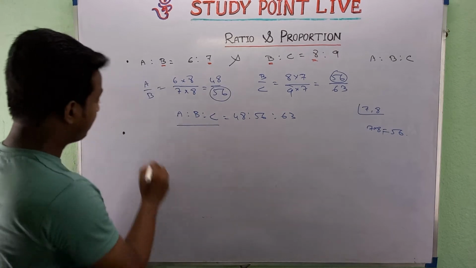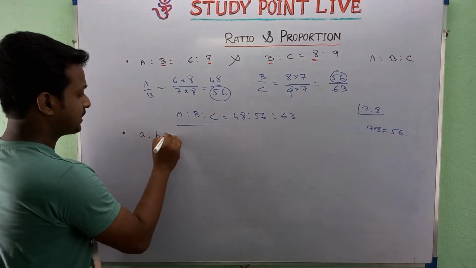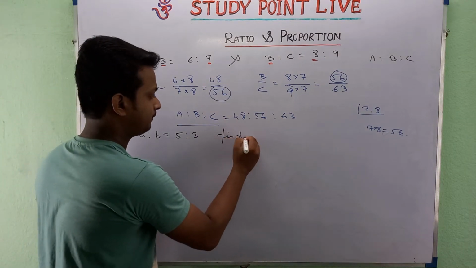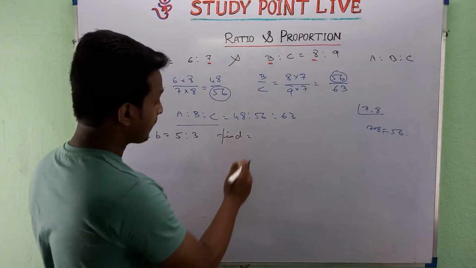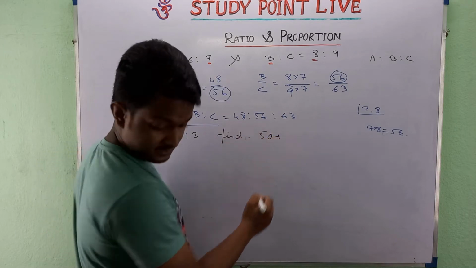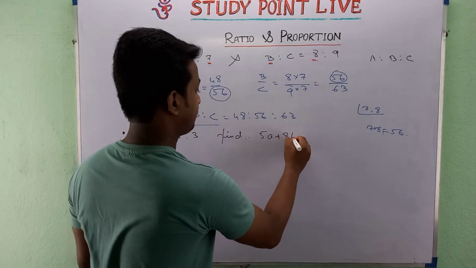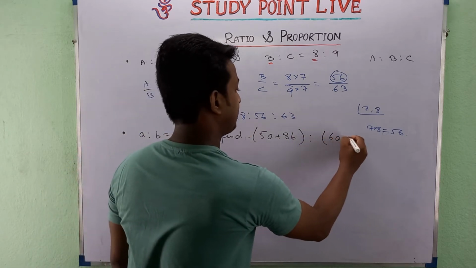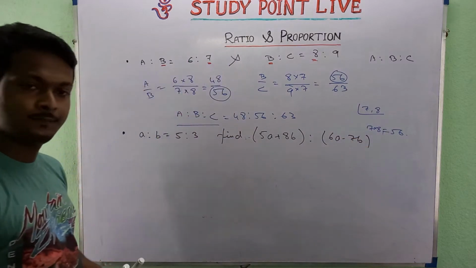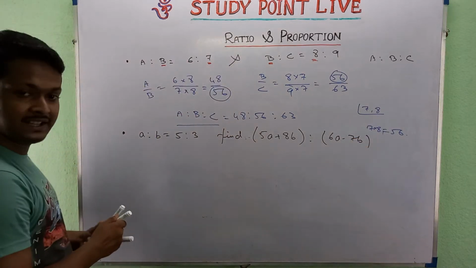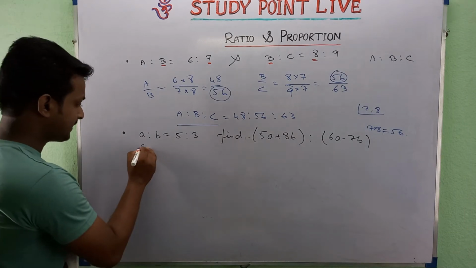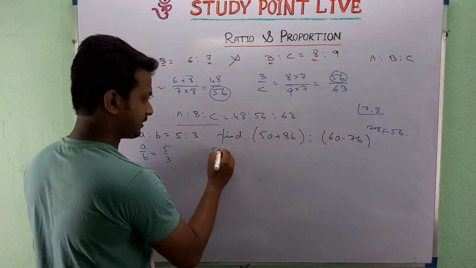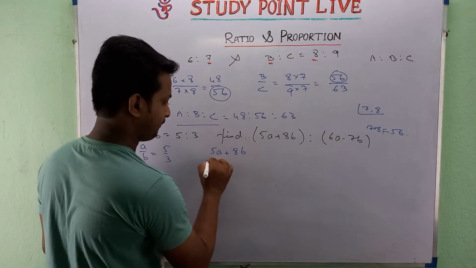See here, if a is to b is 5 is to 3, it is given, and we have to find the value of the ratio 5a plus 8b to 6a minus 7b, right? See here it is a is to b equals 5 is to 3. So you can say that a by b equals 5 by 3. Right? Now write down this problem that we have to find.